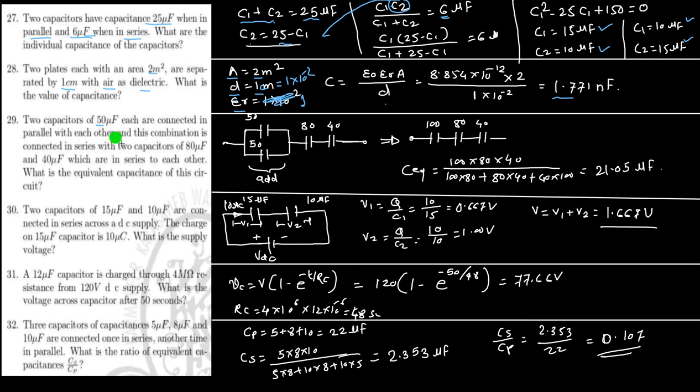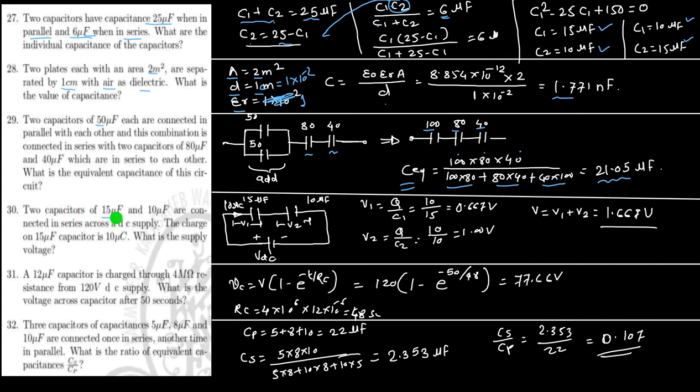Two capacitors of 50 microfarad are connected in parallel. This combination is connected in series with two capacitors of 80 microfarad and 40 microfarad, which are in series to each other. What is the equivalent capacitance? So 50 parallel with 50, we have to add: 50 plus 50 gives you 100. Then 80 and 40 are in series. So C equivalent is 100 into 80 into 40 divided by 100 into 80 plus 80 into 40 plus 40 into 100. Its value is 21.05 microfarad.